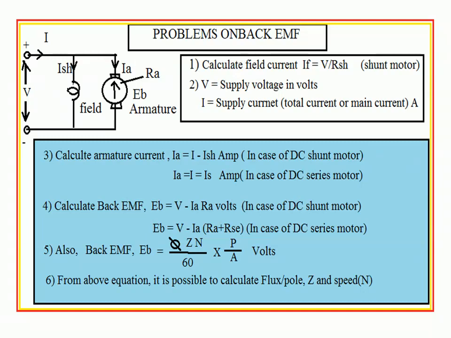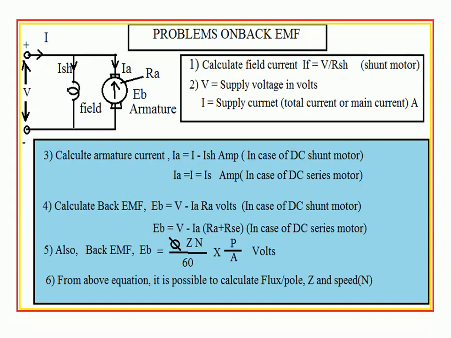As shown in the figure, the field winding is connected parallel to the armature. In case of a DC shunt motor, it is similar to a DC shunt generator, where V is the supply voltage and I is the supply current. The current the motor takes is known as the total current from the supply. The current drawn by the armature is known as the armature current.